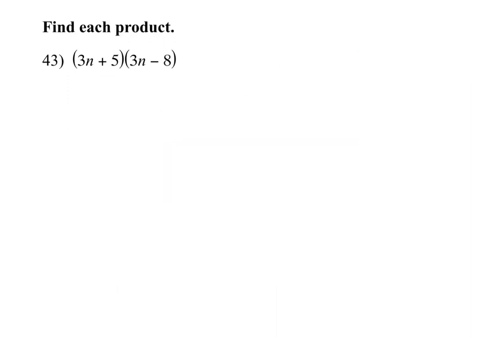All right, this is just foiling. It's repeated distribution here. So we're going to start with that first term. We're going to say 3n times 3n.